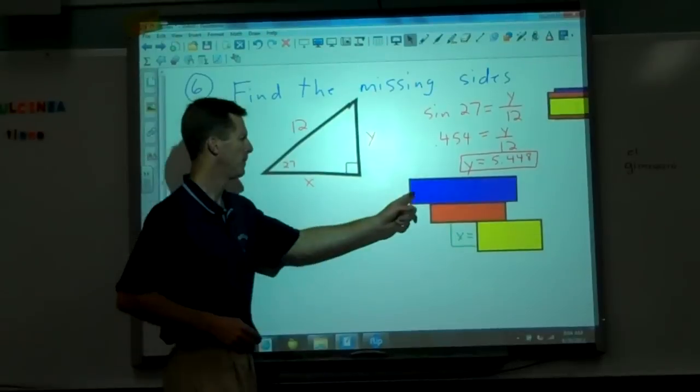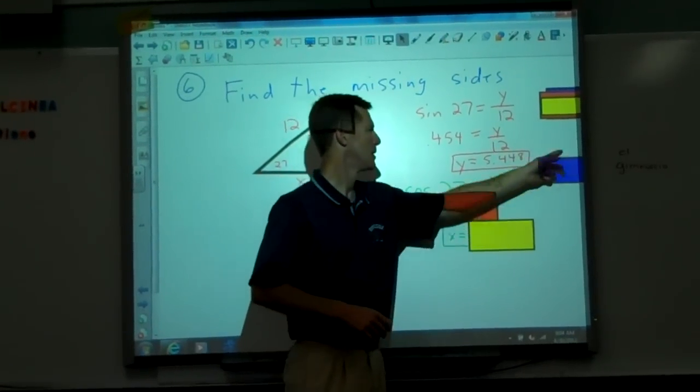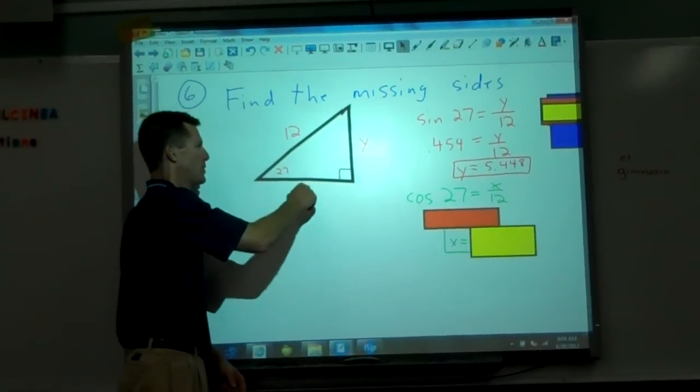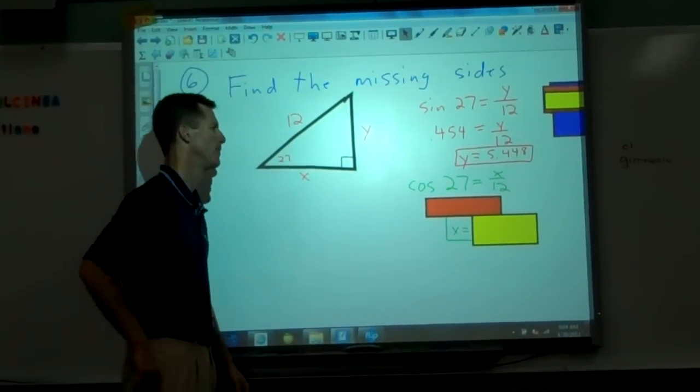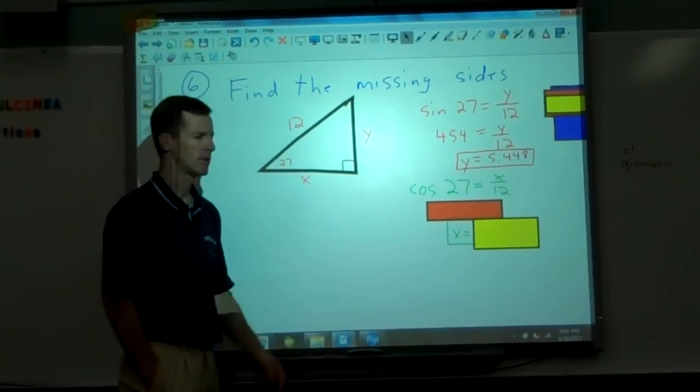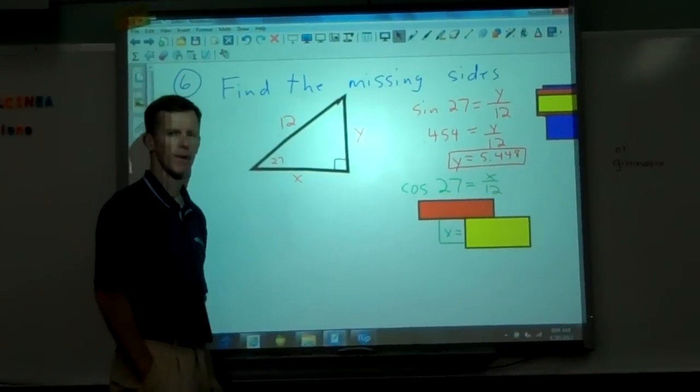Let's see what I did. I used cosine, right? Because I have adjacent over hypotenuse. So I didn't even need to know that that was 63, but we do. Go find it, cosine of 27. Why don't you go ahead and finish this one off.